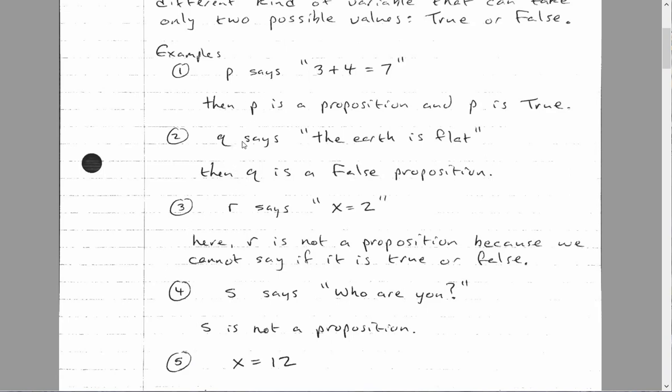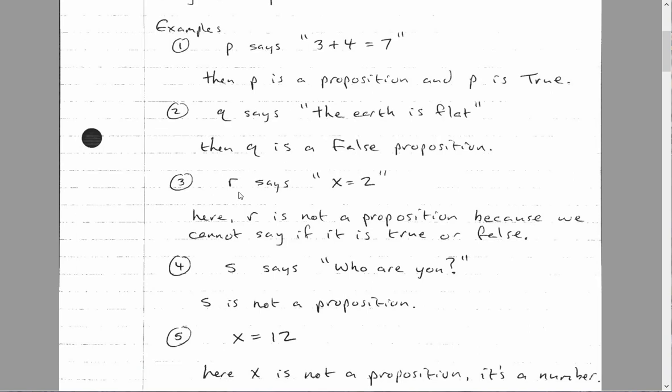All right, so these examples so far, they're saying something, and then you can check, is the thing they're saying true or false. But not everything is a proposition. So R also says something, but it says x equals 2. It is saying something, but it's not saying something that we can check. It really depends on what x is. So this doesn't count as a proposition because it's not true or false.